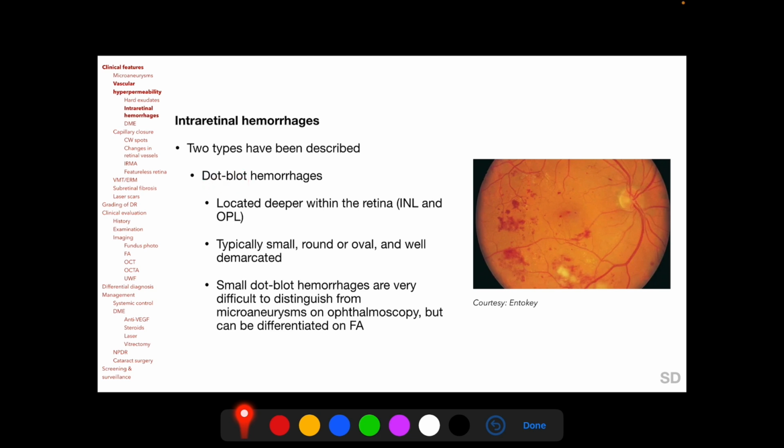Dot-blot hemorrhages, as seen here in this clinical photograph, are located deeper within the retina in the inner nuclear layer and the outer plexiform layer, and appear typically round or oval and are very well demarcated. Small dot-blot hemorrhages are very difficult to distinguish from microaneurysms on ophthalmoscopy, but can be differentiated from microaneurysms easily on fluorescein angiography because the dot-blot hemorrhages appear hypofluorescent, whereas patent microaneurysms appear hyperfluorescent.